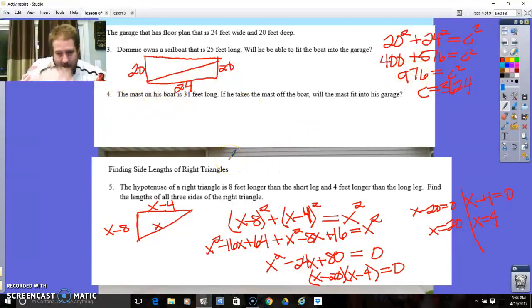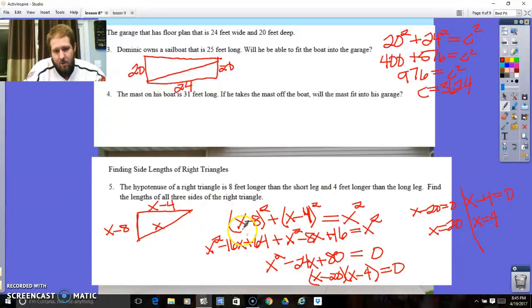Now, this question on the bottom, I pre-did this because I know it would take quite a while. I'm just going to explain to you what I did here. The hypotenuse of a right triangle is 8 feet longer than the short leg, so I called the hypotenuse x. If this side is 8 feet longer than the short leg, then this must be 8 less than the hypotenuse. If this side is 4 feet longer than the long leg, that means it's 4 feet longer than this, so that would be x minus 4. So what I did was x minus 4 squared plus x minus 8 squared equals the hypotenuse squared.